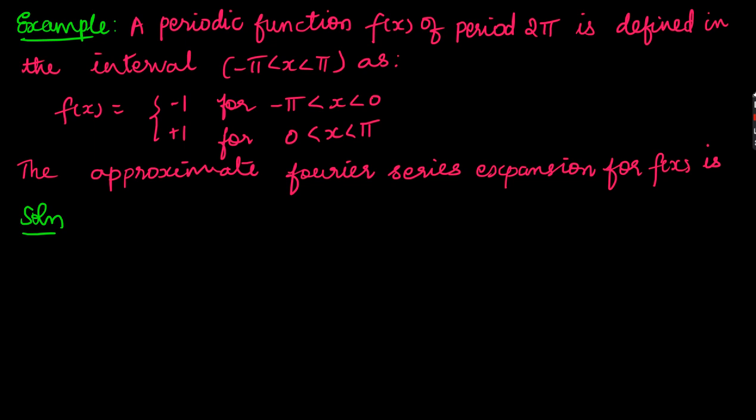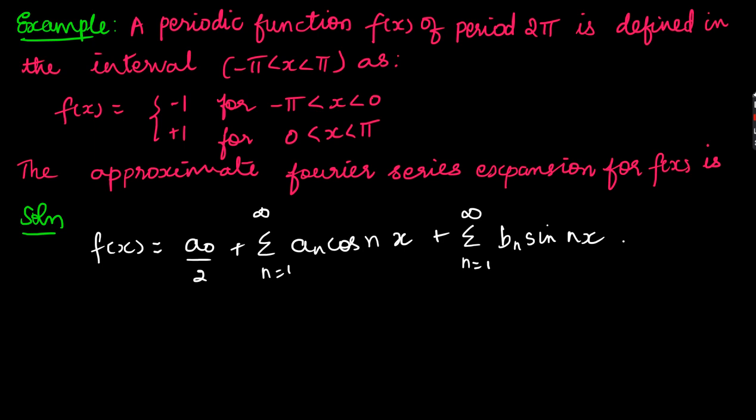So let us see an example of how to solve such kinds of problems. Here I have a periodic function f of x of period 2 pi. That is, for every 2 pi, my answer will be the same. And it is defined by the given interval. We have to find the approximate Fourier series expansion for f of x. So let us see, our Fourier expansion is given as this.